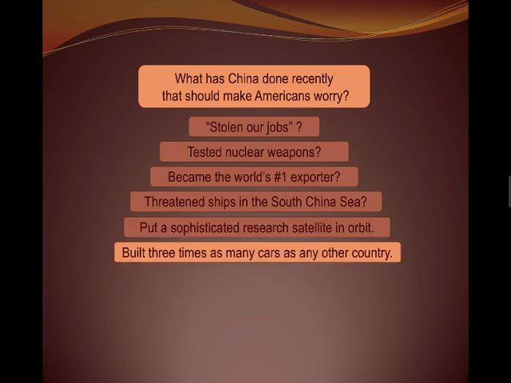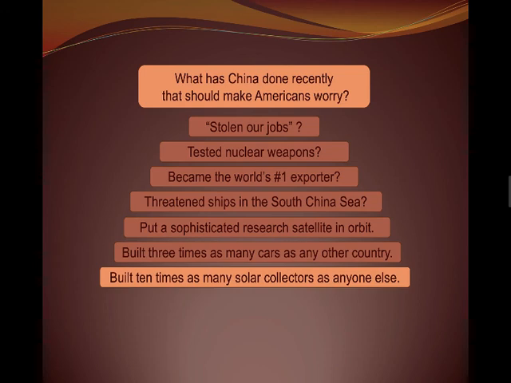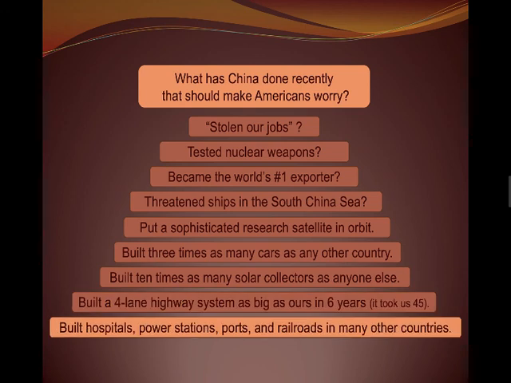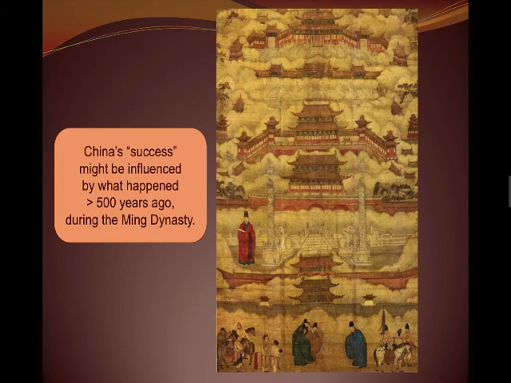If they built 3 times as many, you get the idea. They're building 10 times as many solar collectors. They built a 4-lane highway system as big as our interstate system, and they did it in 6 years. It took us 45 years to do it. They're building hospitals, power stations, ports, railroads in many other countries around the world. What are they doing that is making some people worry?